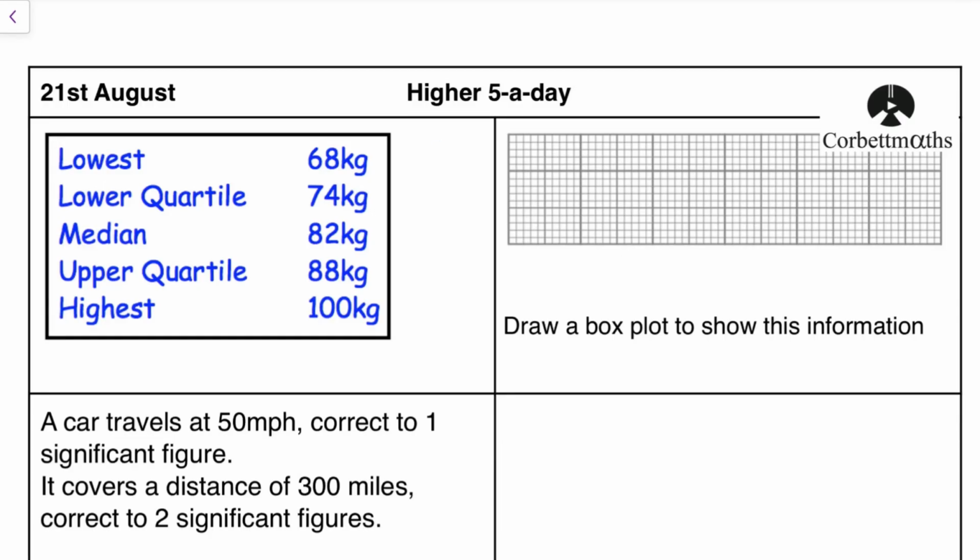So we know we need the lowest, which I've got. We need the lower quartile, which I've got. We need the median, that I've got. We need the upper quartile, that I've got. And actually, this has made it really easy for me because it's also giving me the highest. So basically, can you just put this on a graph?